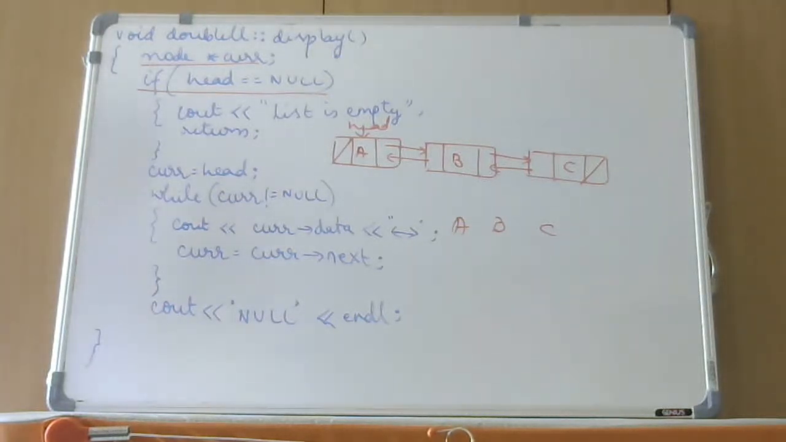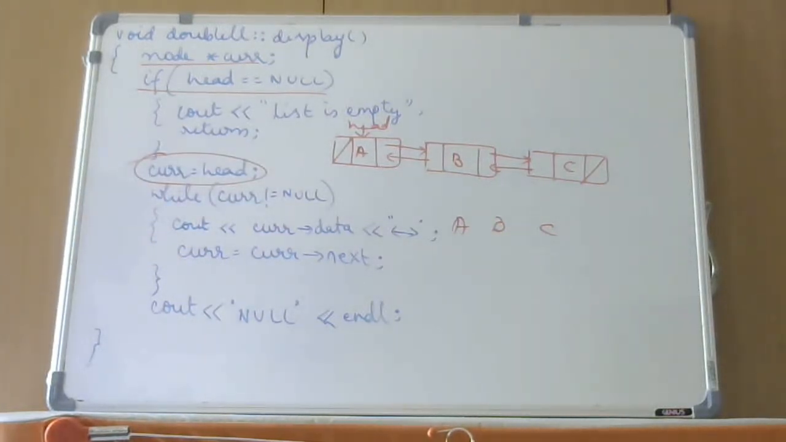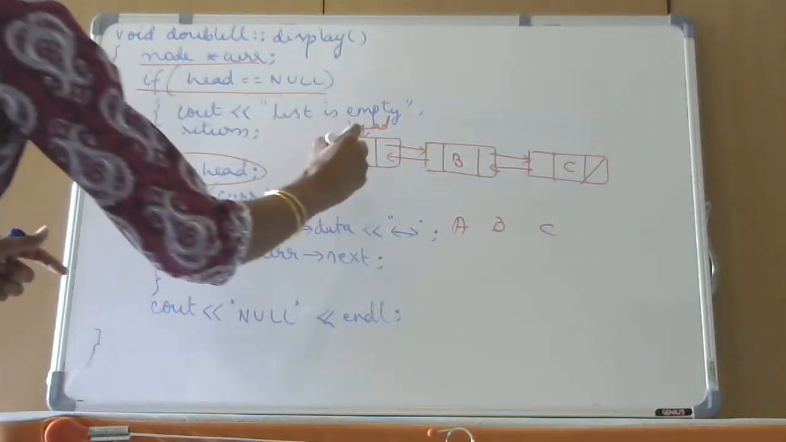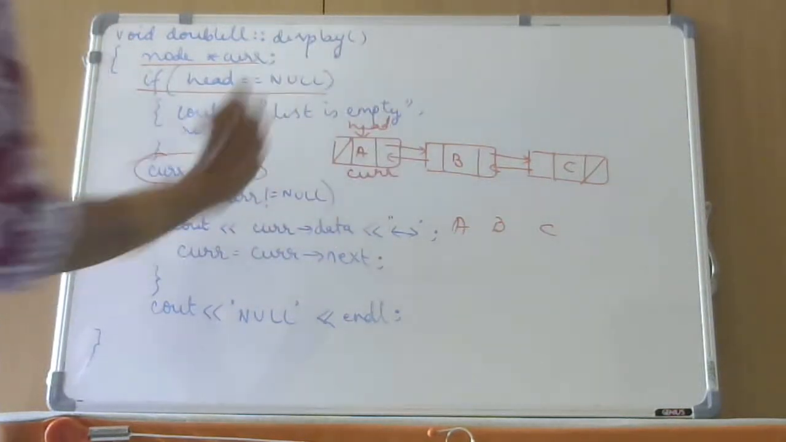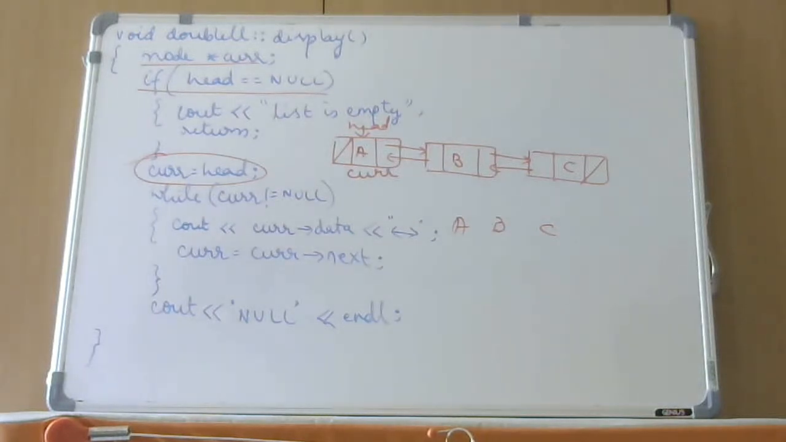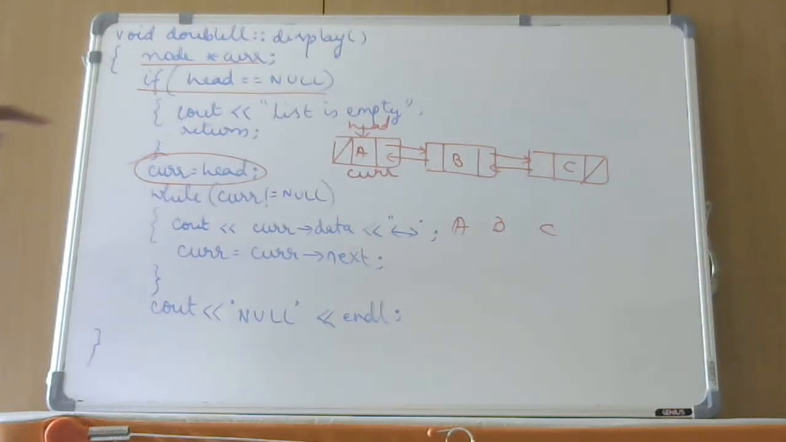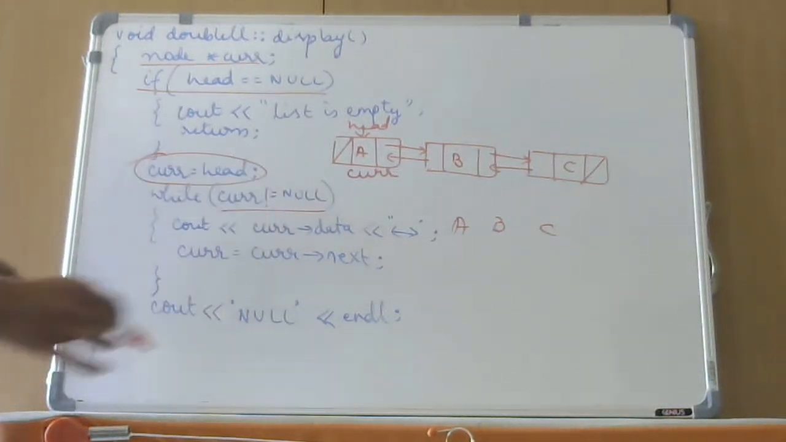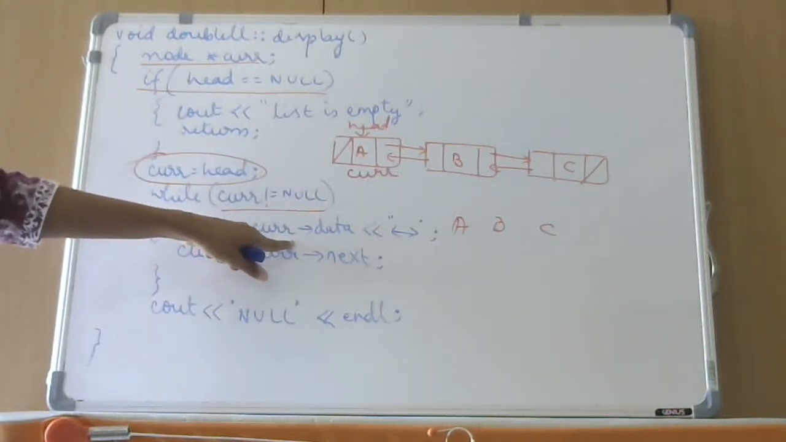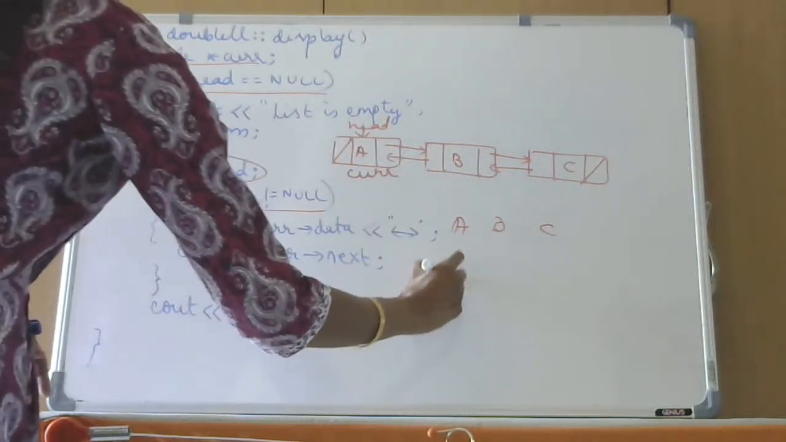That's the reason I have taken current as one of the pointers. What we have done here: current is equal to head. That means I am initializing current with head, so this will become current now. Next, while current is not equal to null: is current pointing to null? No, it is pointing to the next element. So while this condition is satisfied, print current of data. What is current of data? A. So it will display A.